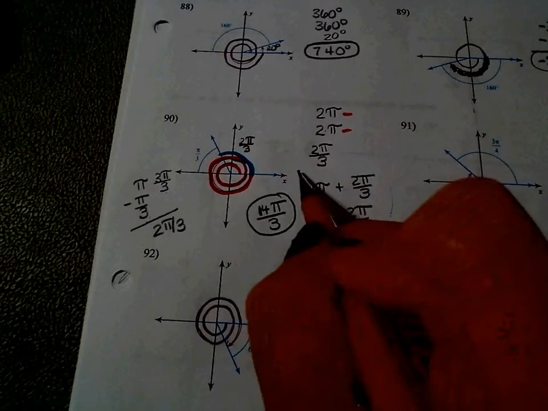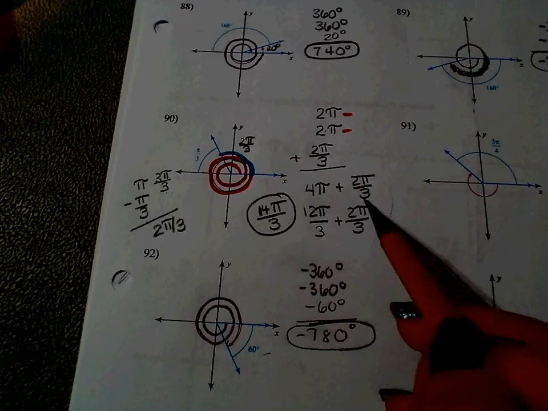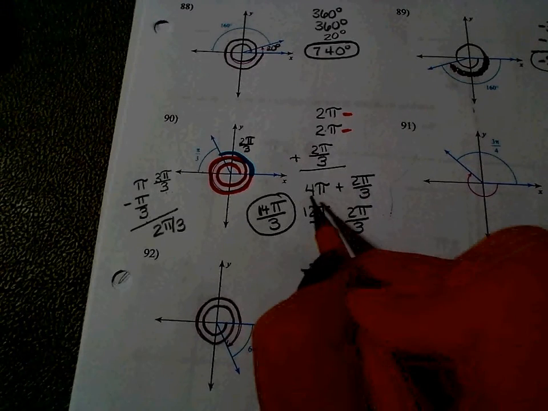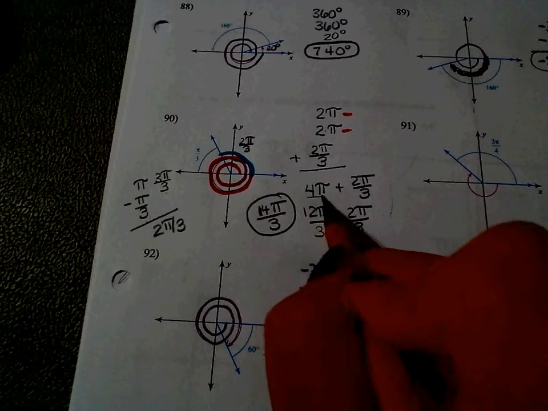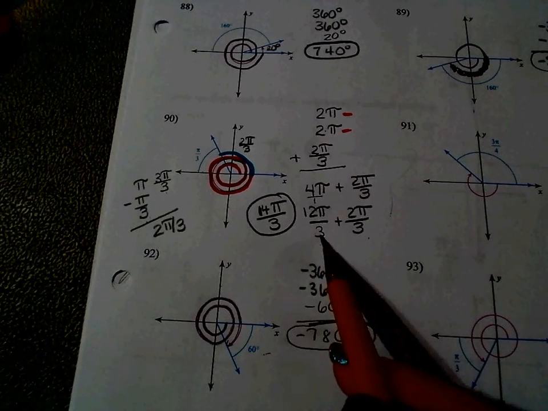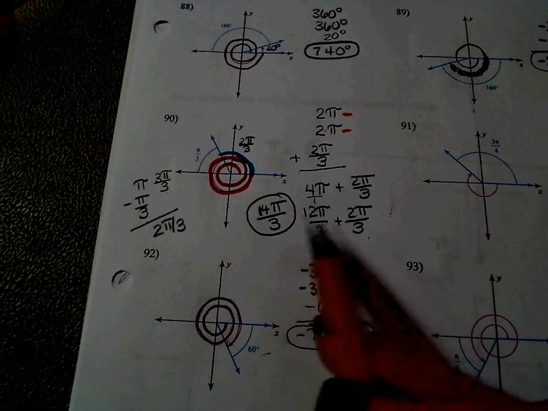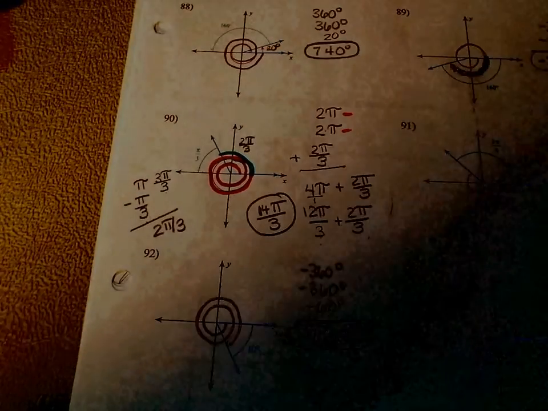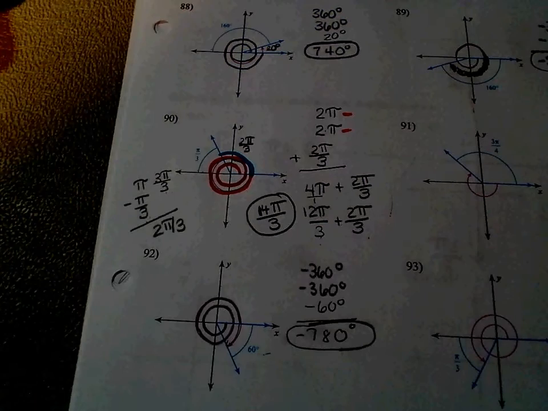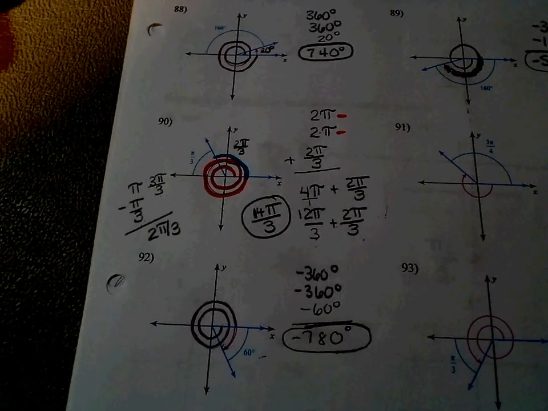So I have to add all that together. That gave me 4 pi plus 2 pi over 3. I put 4 pi over 1, found my common denominator of 3. 1 times 3 is 3, 4 times 3 is 12. So 12 pi plus 2 pi is 14 pi over 3. So the answer to number 90 is 14 pi over 3. Now let's do 91. Then I'll let you try one on your own.